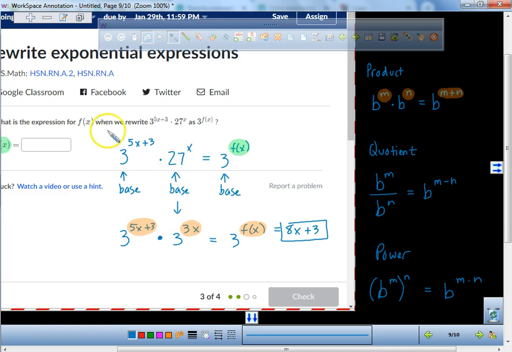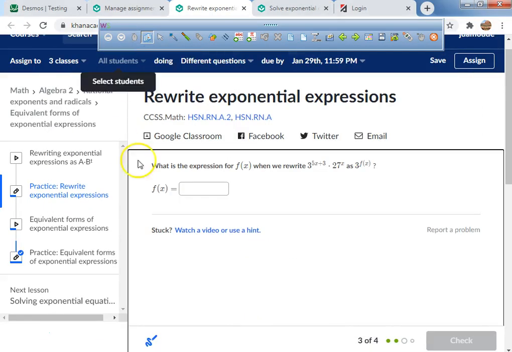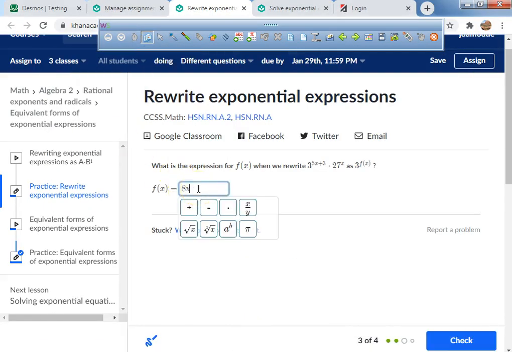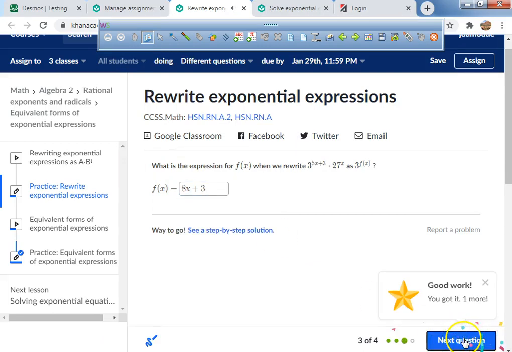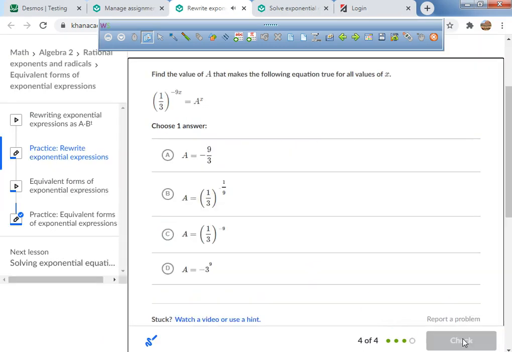Well, I couldn't add the exponents together till I had the same base. So I had to convert everything to the same base. And I took 5x and added 3x and got 8x. And then there was a plus 3 at the end. So right now, in the Khan Academy, I'm going to write 8x plus 3. That's it. Okay? All right.